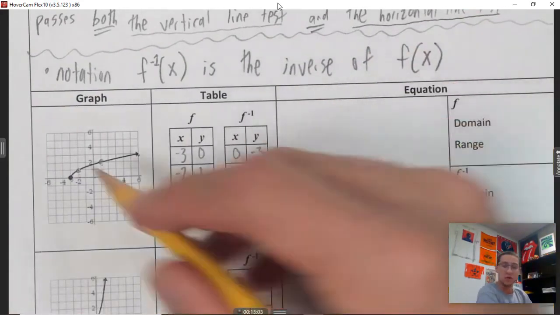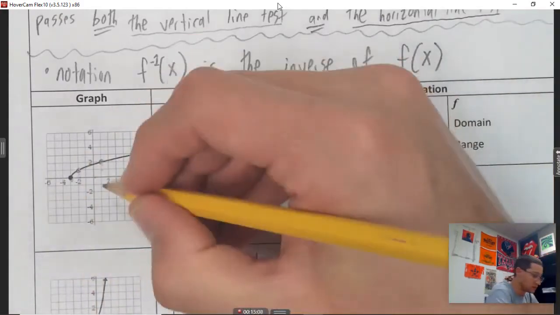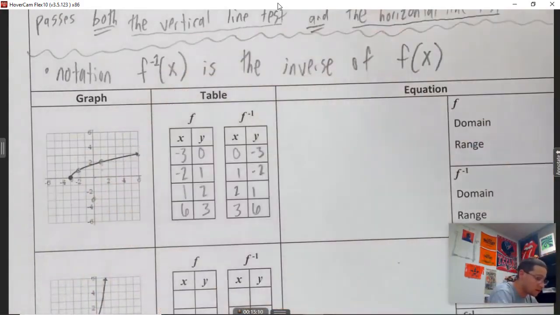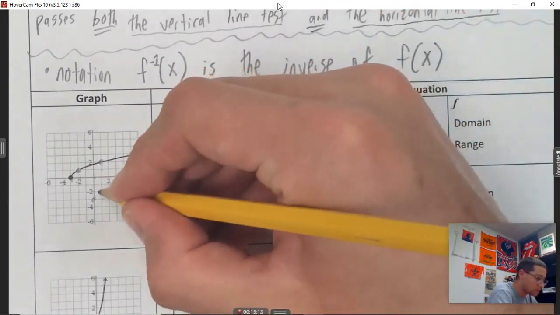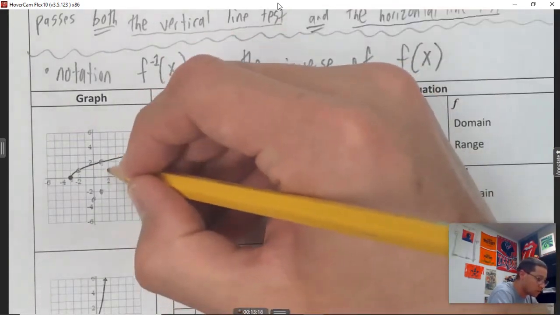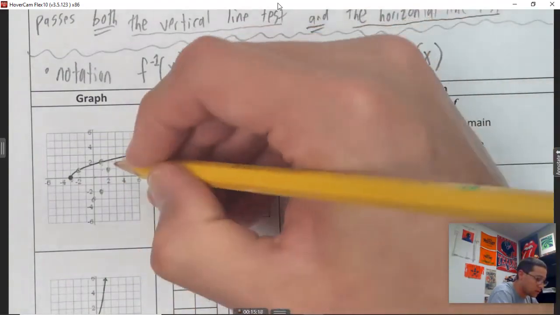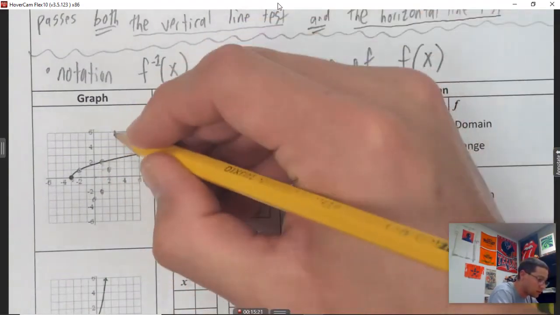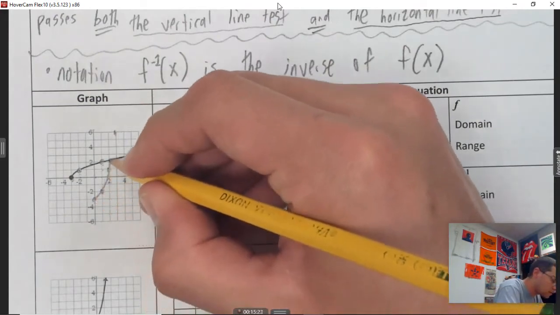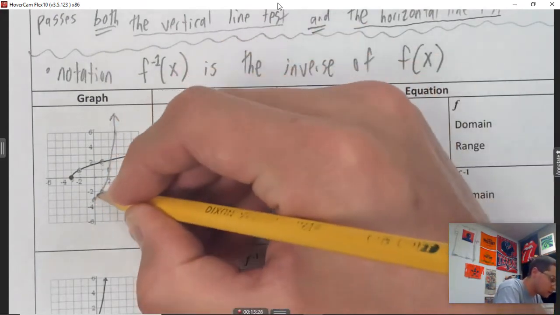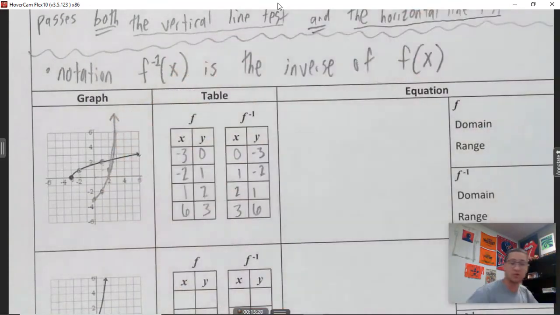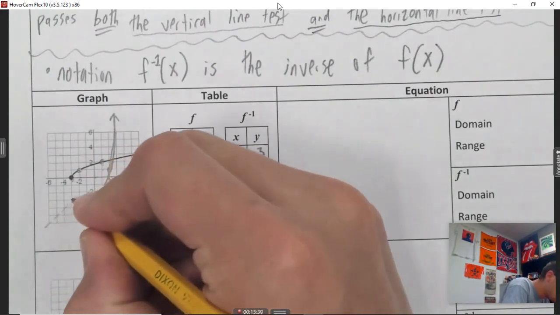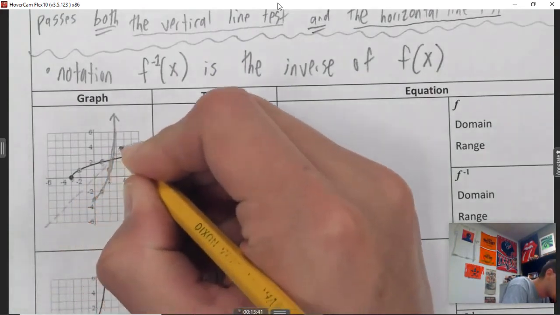So we can go ahead and graph those in order to get our picture here. 0, comma -3, 1, comma -2, 2, comma 1, and then 3, comma 6. Here it is, and that is my inverse function. Note it does still reflect across that y equals x line that runs along in here.